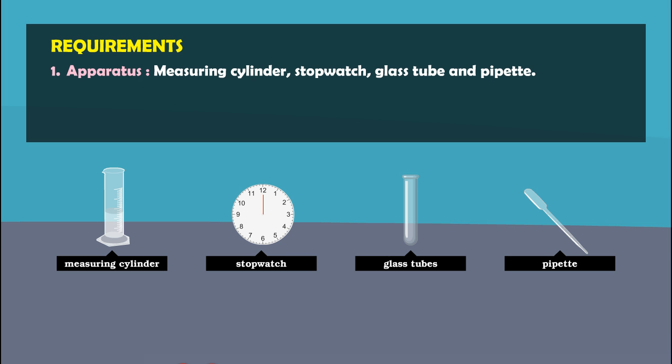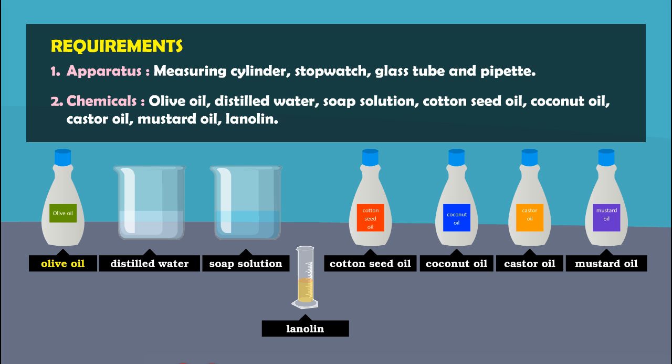Requirements: apparatus: measuring cylinder, stopwatch, glass tube and pipette. Chemicals: olive oil, distilled water, soap solution, cottonseed oil, coconut oil, castor oil, mustard oil, lanolin.